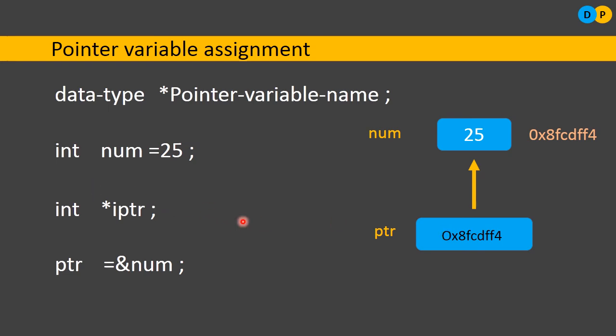Once again I will explain it. First we have declared an ordinary variable. Followed by that we have declared a pointer variable. Followed by that, for the pointer variable we are assigning the address of a variable. Here the data types of both the pointer variable and the ordinary variable should match. Here both are integer, so only then can we assign, or else there will be an error. So iptr equals ampersand num. This statement is referred to as pointer variable assignment. I hope you have understood this.